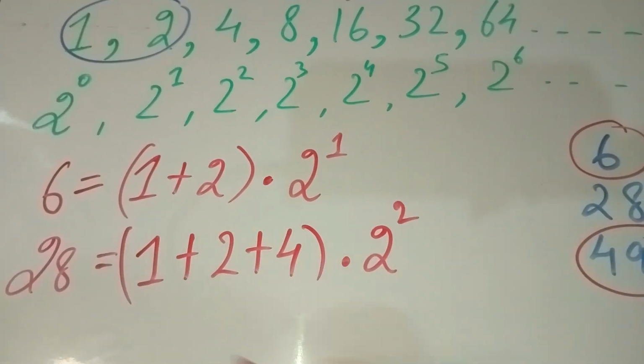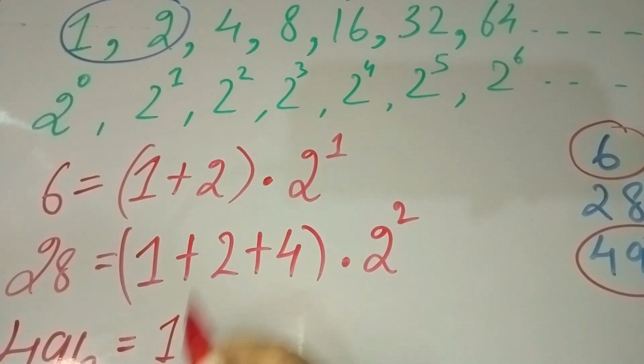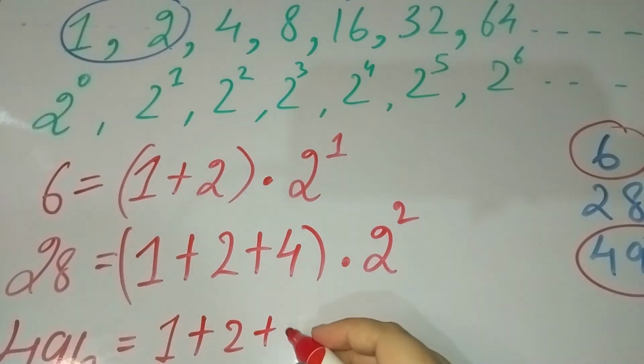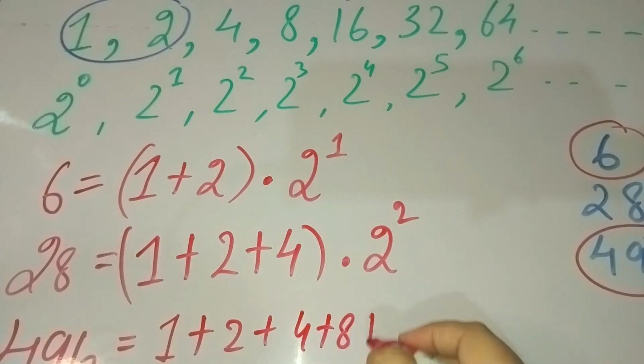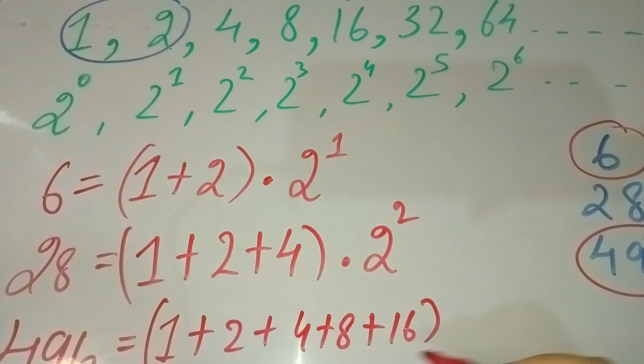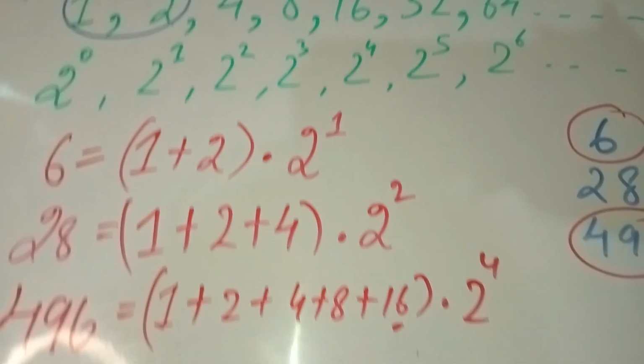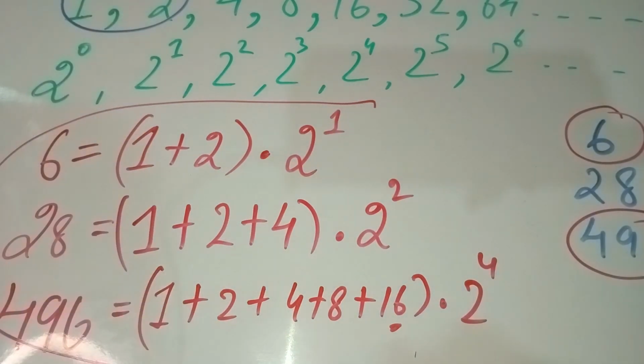Similarly, the next perfect number is 496. How did I write 496? 496 equals 1 plus 2 plus 4 plus 8 plus 16, and then we multiplied it by 16. So 16 is 2 to the power 4. Am I right? So we can write the perfect number in this format also. Now let's further move on. So let's see how the formula of Mersenne prime numbers is derived.